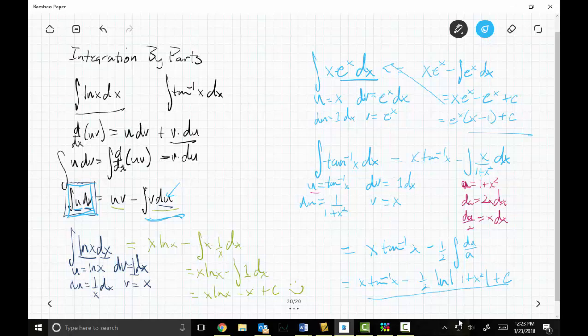This is probably not your first guess for what the antiderivative of inverse tan of x is. If I asked you, what's the antiderivative of inverse tan of x? I doubt that you'd be like, oh, that's easy. It's x inverse tan of x minus 1/2 the natural log of the absolute value of 1 plus x squared plus c. No, you probably wouldn't have.